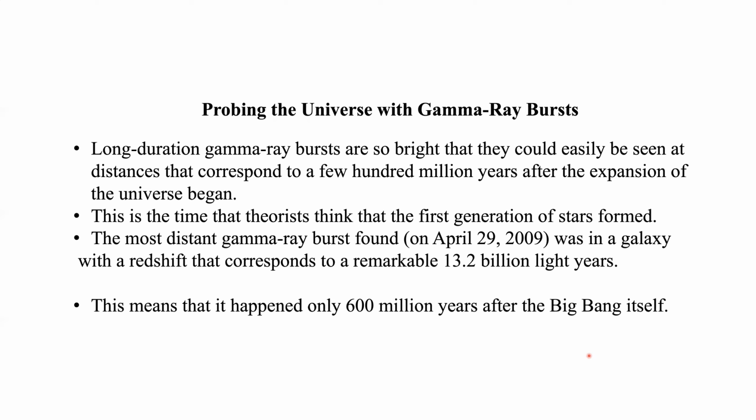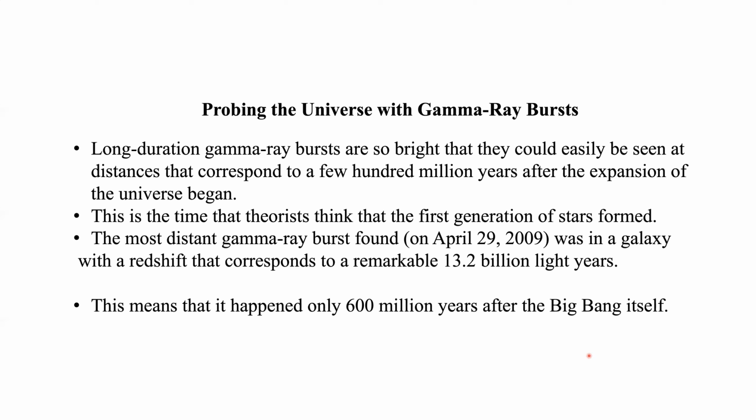And these gamma ray bursts actually go back. They are very bright. So if something happens, even in the very early universe, we should be able to see it. And that's the advantage. So we have observed some of these gamma ray bursts that occurred a few hundred million years after the Big Bang, or the expansion of the universe. And this Big Bang we will talk about in a separate lecture. And actually, this is the time that theorists think that the first generation of stars formed. So you have these earliest gamma rays.